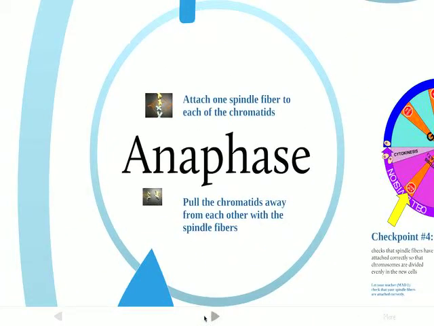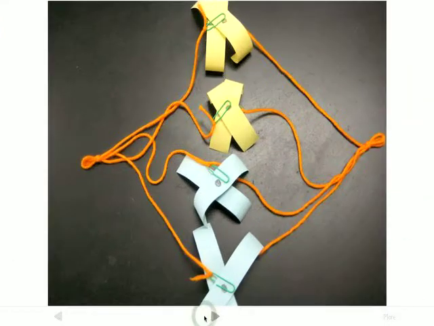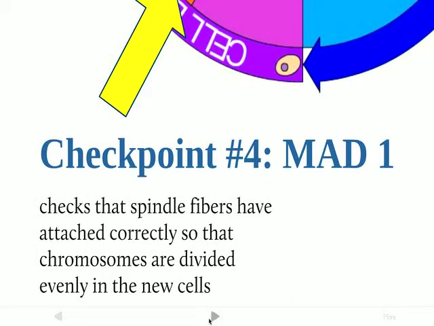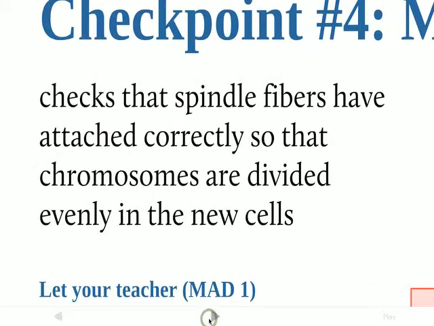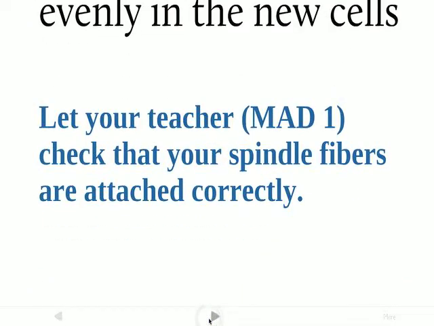Then we moved into anaphase. In anaphase, we attached the spindle fibers to the chromosomes. We attached one side of the spindle fibers to the top chromosome and the other side of the spindle fibers to the bottom of the chromosomes. And then we were ready for our next checkpoint, which is called MAD1. At this checkpoint, the cell makes sure that the spindle fibers were attached correctly, and this ensures that the chromosomes are divided evenly and that you don't get any that don't make it to the new cell or anything like that. And so I came around and made sure that all of the spindle fibers were attached correctly.